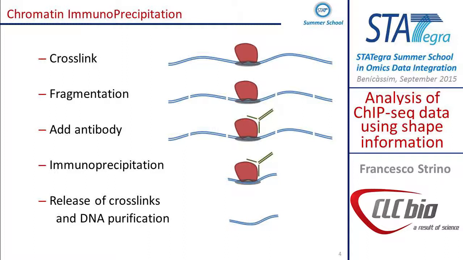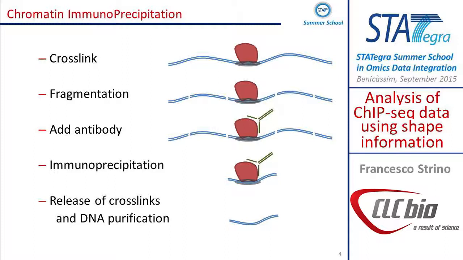The next thing we do is a fragmentation step. So we chop the DNA. And this can be done in two ways: either sonication, where you just apply a lot of sound with a machine, which will break the DNA, or we use some enzyme like MNase digestion. The main idea is that now we chop the DNA, so our protein is attached to this part of DNA, and the other ones are separated.